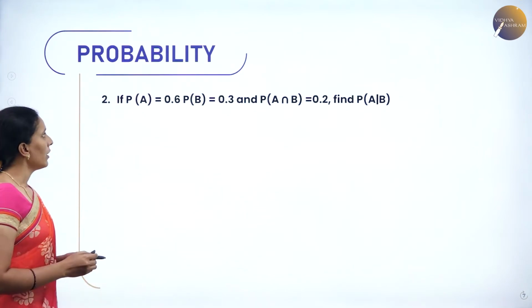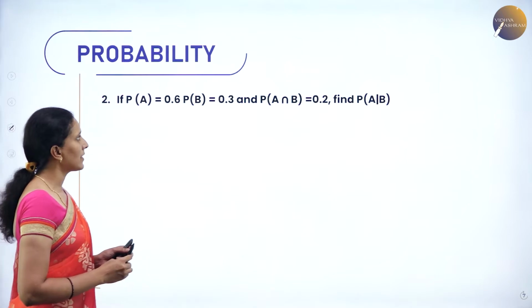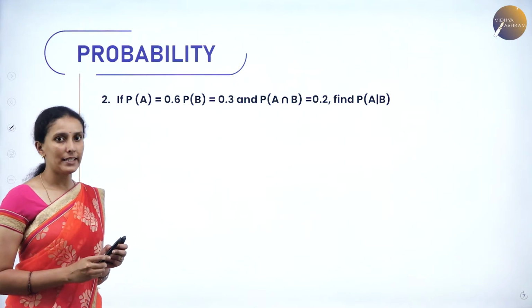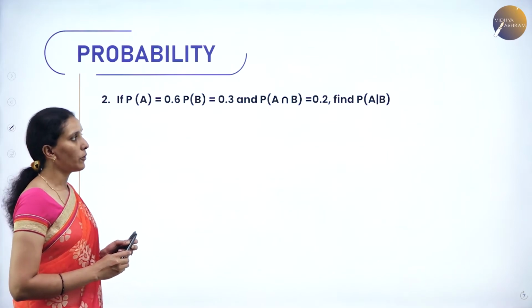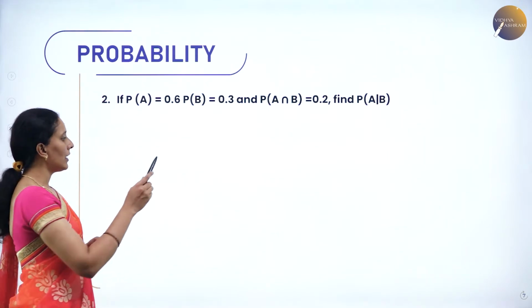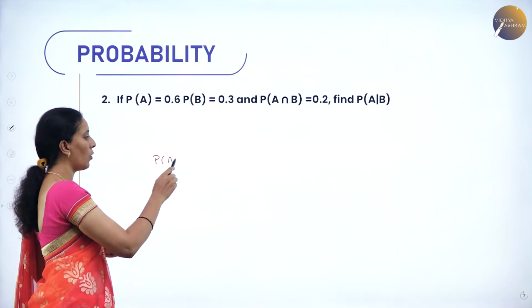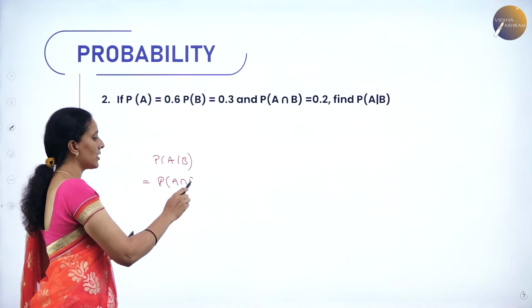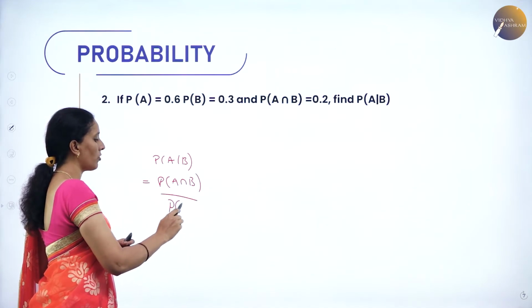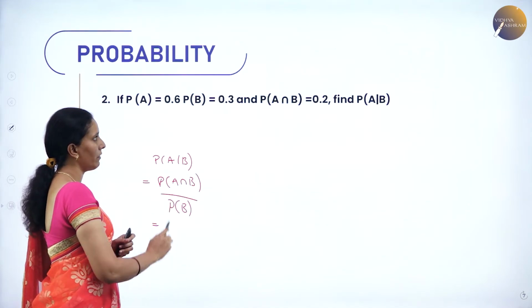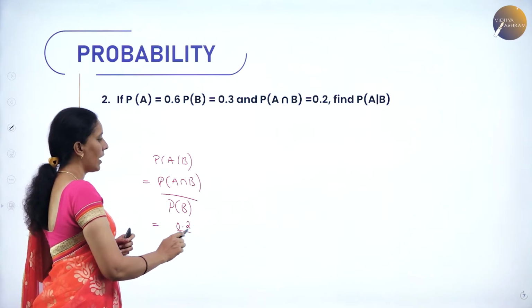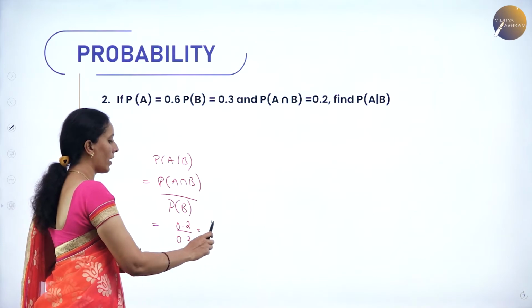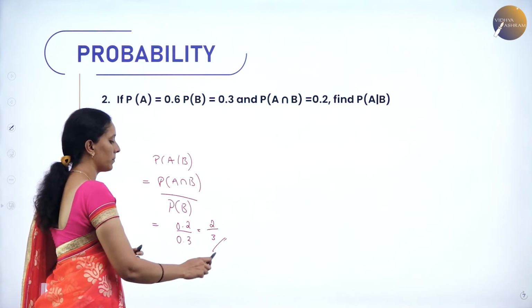Next one, if probability of A is 0.6, probability of B is 0.3 and probability of A intersection B is 0.2, find probability of A over B. Clearly, probability of A over B can be written as probability of A intersection B divided by probability of B. For A intersection B we have 0.2 and for probability of B we have 0.3. So we can also write it as 2 by 3.